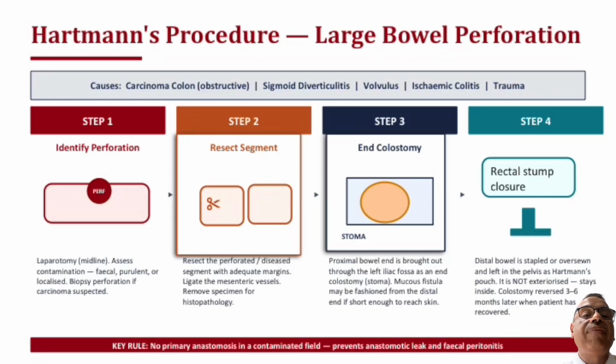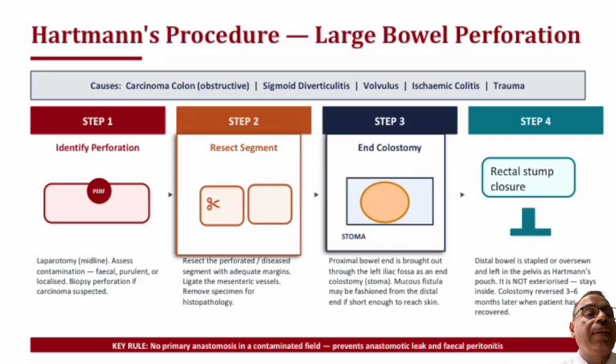Step number 2, after identifying the perforation, is to resect that part of the gut. Resect the perforated or diseased segment with adequate margins. Adequate margins means the margin should appear to be healthy bowel. Ligate the mesenteric vessels meticulously to secure hemostasis, and send the resected specimen for histopathology. Step number 3, after resection, is creation of the colostomy. The proximal bowel should be brought out through the left iliac fossa as an end colostomy.